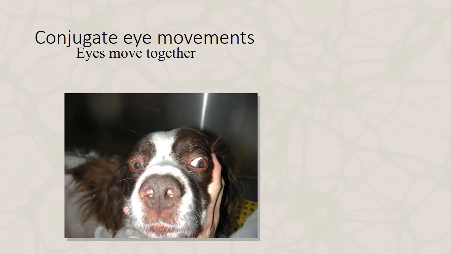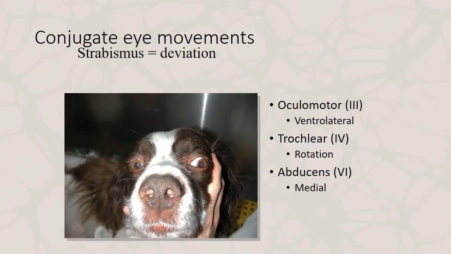Now, animals should have conjugate eye movements, so whenever one eye moves, the other should move together. If they are not moving evenly, or one eye is looking in a different direction than the other eye, such as in this image, you can see that there is a left ventral lateral strabismus. The strabismus is an abnormal deviation of one eye, or sometimes even both eyes, such as with hydrocephalus.